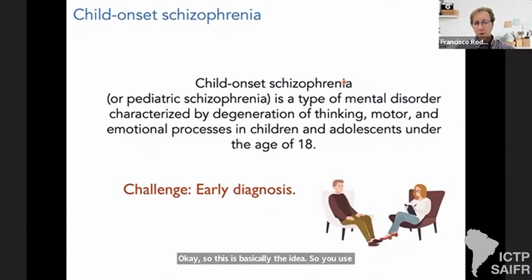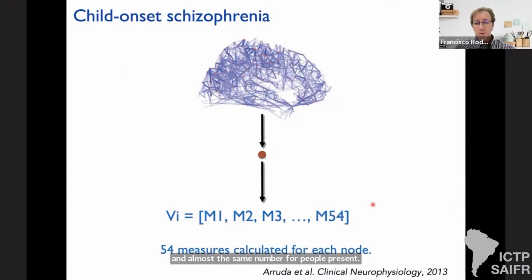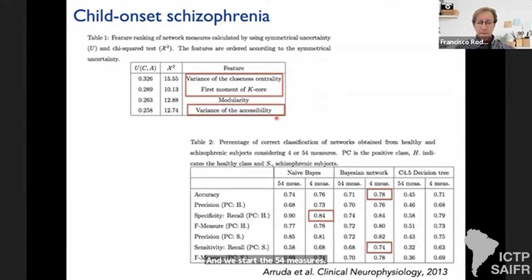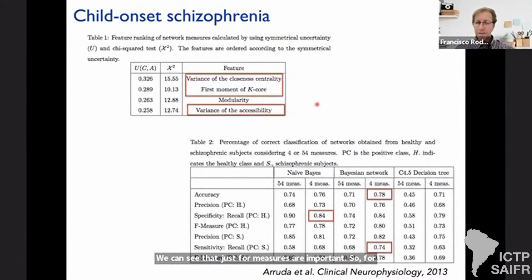So you use the data from childhood onset schizophrenia, which is schizophrenia that occurs in young people. Our data set is 20 people that are healthy and almost the same number of people presenting schizophrenia. And we extract 54 measures for each node, and then we perform the classification. You can see that just 4 measures are important. So for example, we verified that the brain of people presenting schizophrenia and people that are healthy differ in terms of modularity, so in terms of the modules we have in the network, and also in terms of centrality.